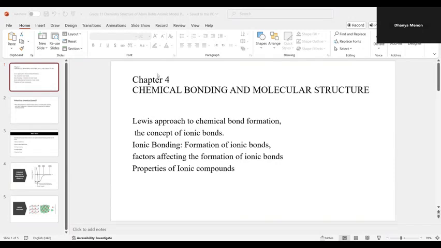Okay, and in this lesson, what we are going to learn today is the Lewis approach to chemical bond formation, the concept of ionic bonding, formation of ionic bonding, and the factors affecting the formation of ionic bonding. And also we will discuss the properties of ionic compounds. Okay, now these are the things that we are going to discuss in today's video.